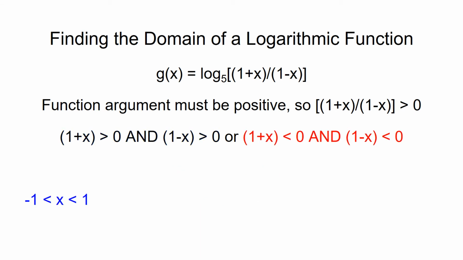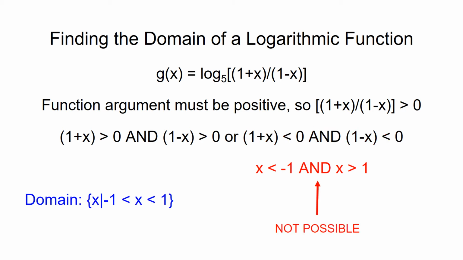Now, if we consider the constraints on the right, where both the numerator and the denominator of the function argument have to be negative, and we start simplifying, let's look at the first one. For the numerator, 1 plus x has to be less than 0. In order for that to be true, then x would have to be less than minus 1. And then for the denominator, in order for 1 minus x to be less than 0, x would have to be greater than 1. So at the same time, x would need to be less than minus 1 and greater than 1. And that's not possible. There is no value of x for which that's true.